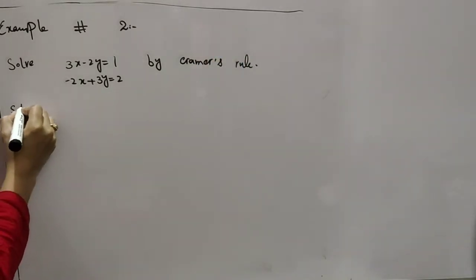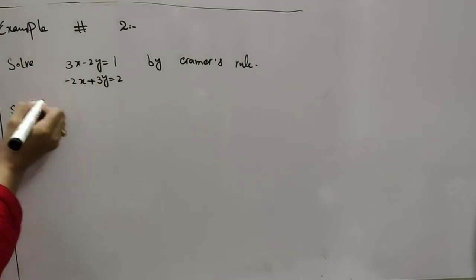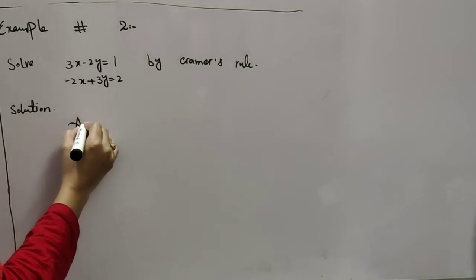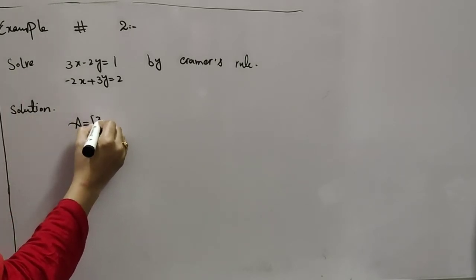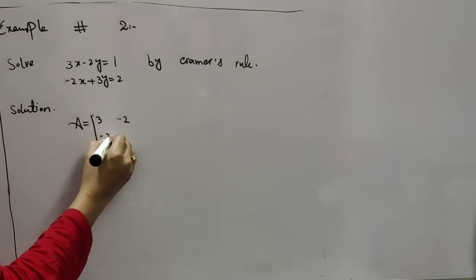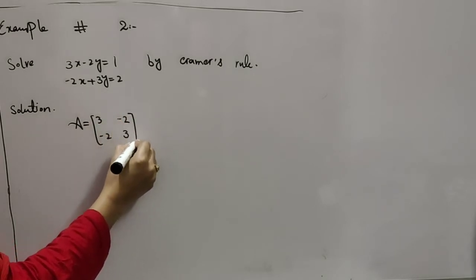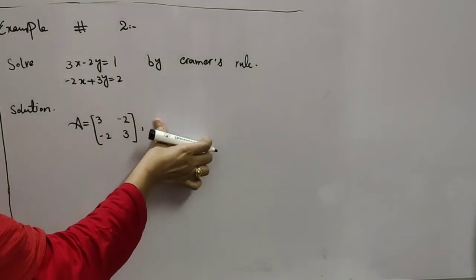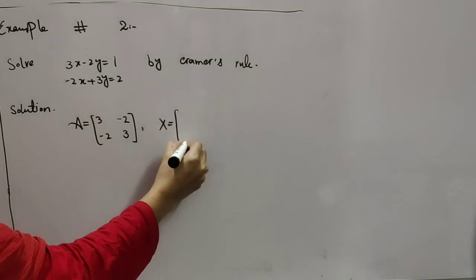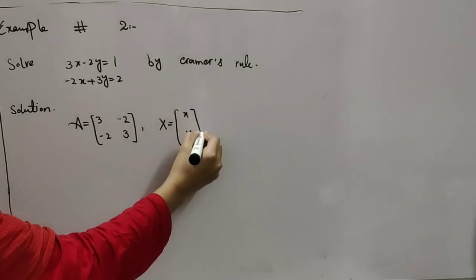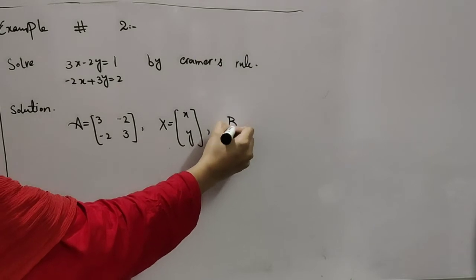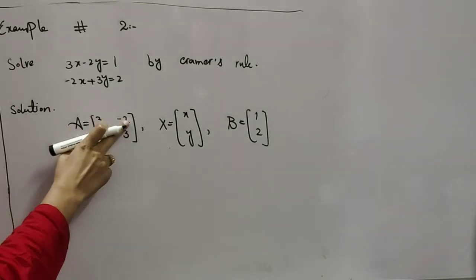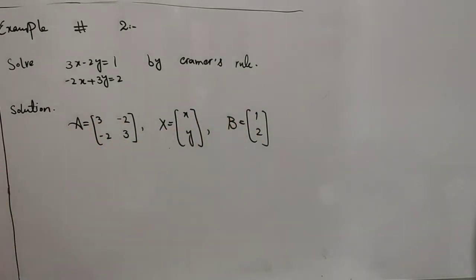The solution is: A is equal to [3, -2; 2, 3], and X is equal to x and y, and B is equal to 1 and 2. We know that this is a, b, c and d, and this is m and n.